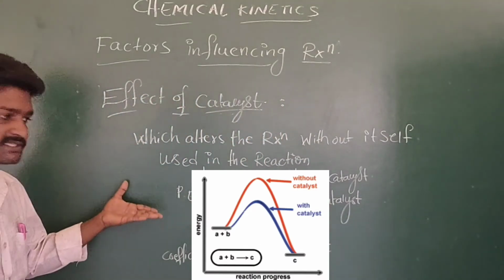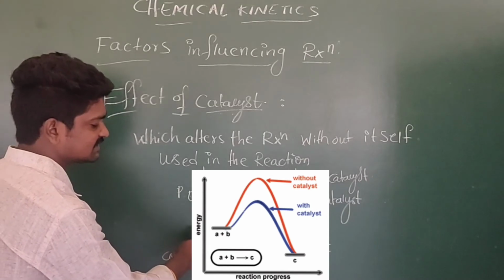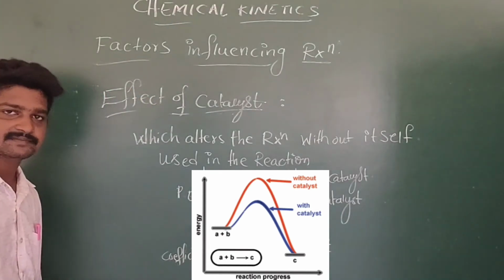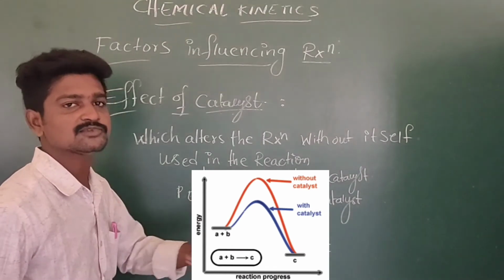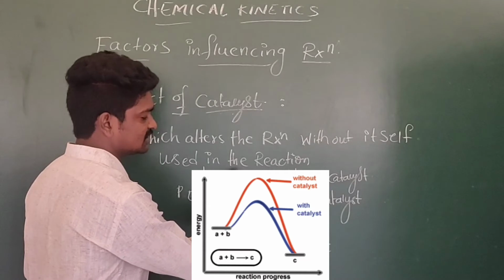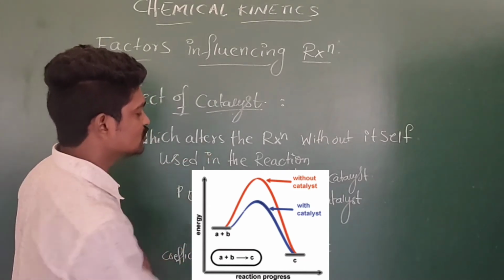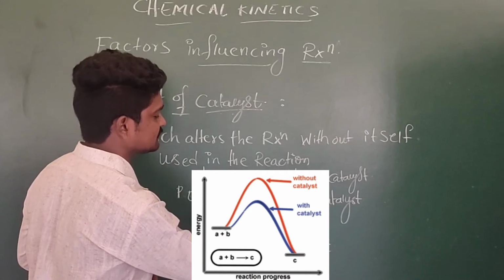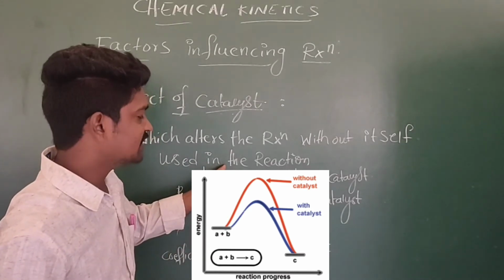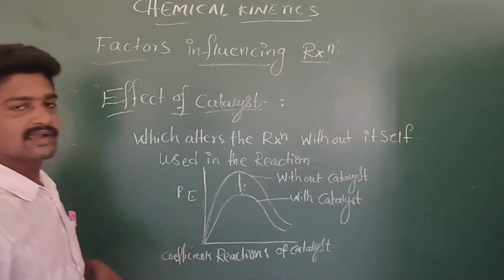Okay, I have observed this graph. So when the catalyst is there, the speed of the reaction increases. So then the product will come soon, very fast. So without catalyst, see the graph. There is a huge difference between with catalyst and without catalyst. Okay.